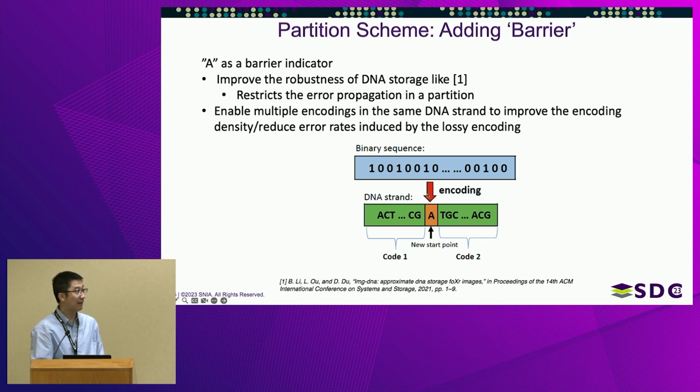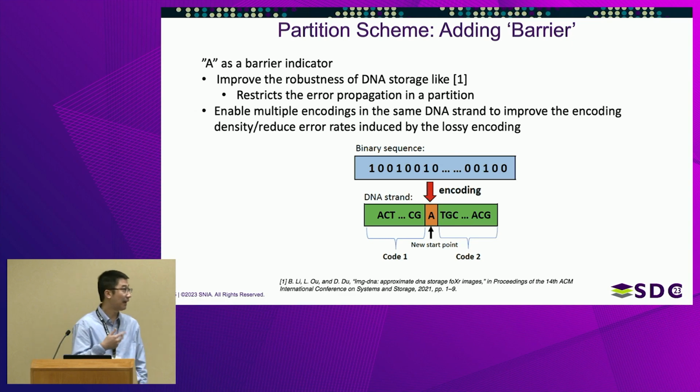But here we propose some new stuff. Based on the barriers, we can use different encoding schemes before and after the barriers. That means we may have encoding scheme 1 for this part, and after the barriers, we can use another type of encoding. So for one DNA string, we can use 2 or 3 types of encoding schemes to increase the encoding density.